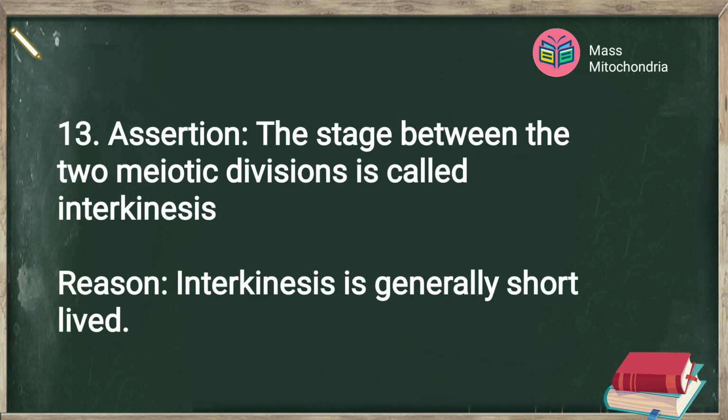Question number 13. Assertion: the stage between the two meiotic divisions is called interkinesis. Reason: interkinesis is generally short-lived. Option B is correct. That is, assertion and reason are right and the reason is not the correct explanation for the assertion.